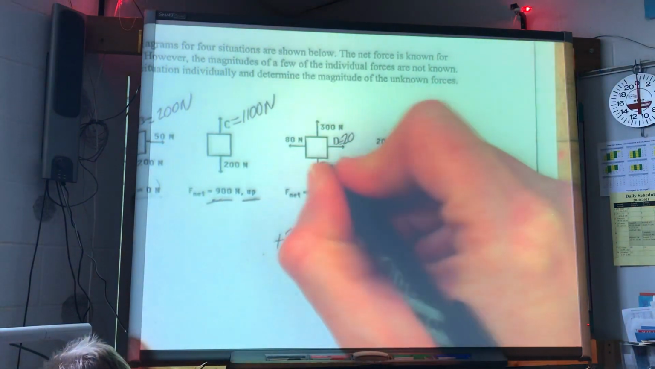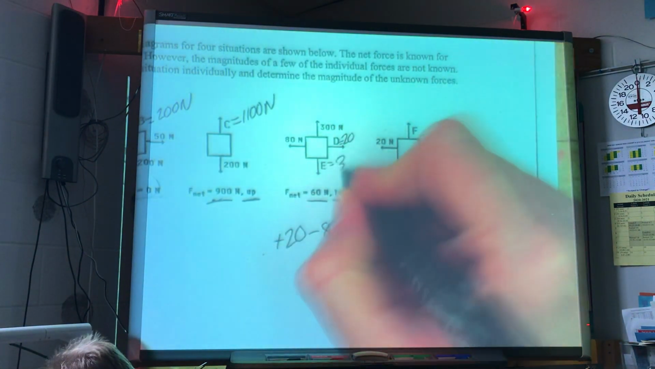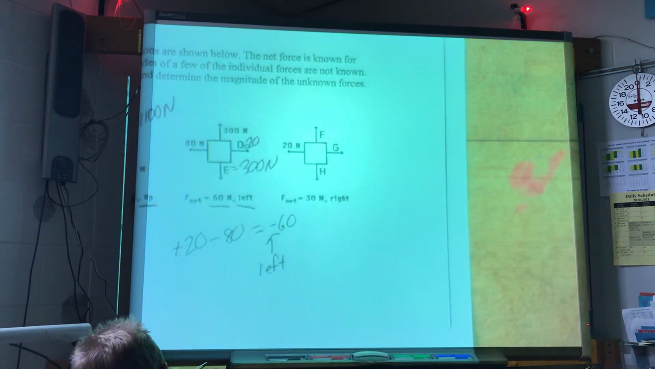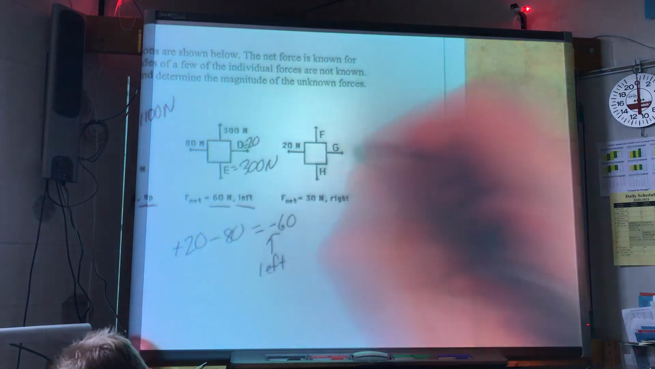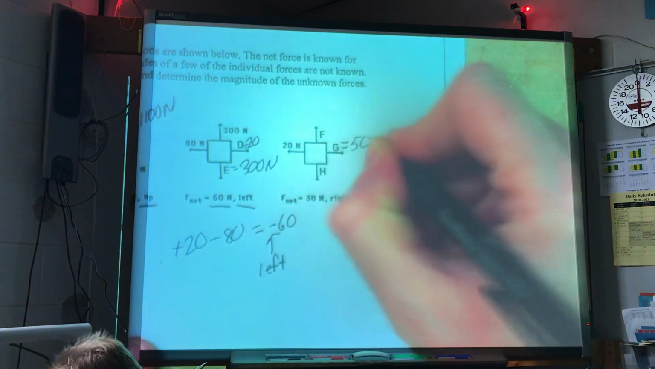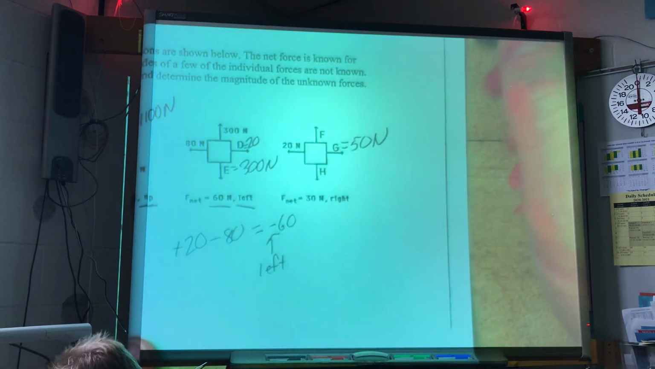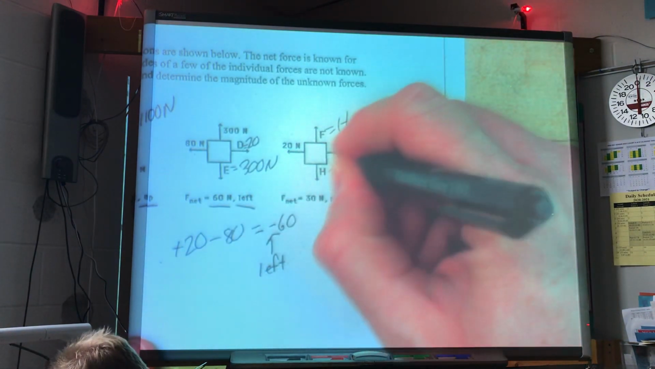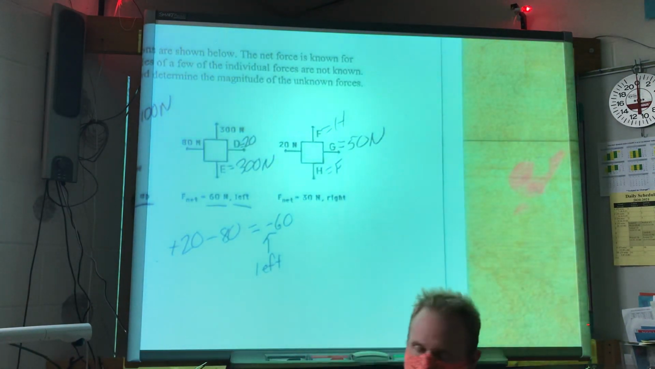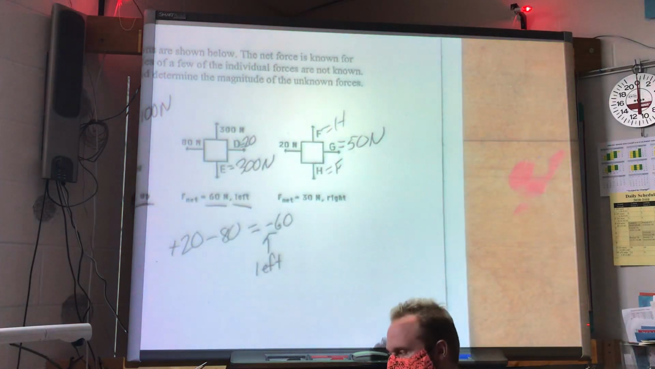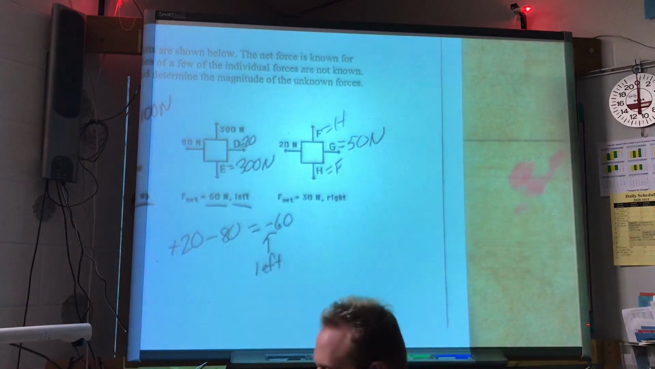What's E have to equal then? 300, because in the y direction my forces are going to be balanced. If my net force is 30 newtons to the right, what's G equal? 50. What's F? Equal to H. That's a good answer. They're equal to each other. Now we could make up a number if we wanted to. We could call it 200, 200. We could call it 10, 10. It doesn't really matter, but they're equal to one another.